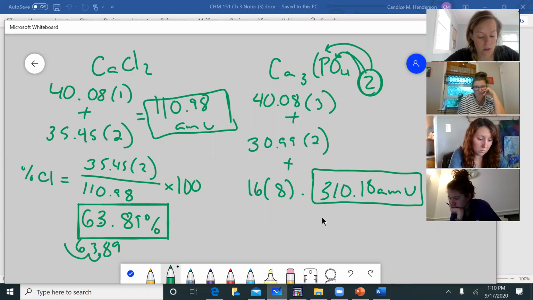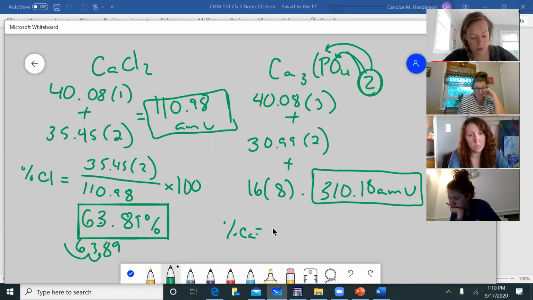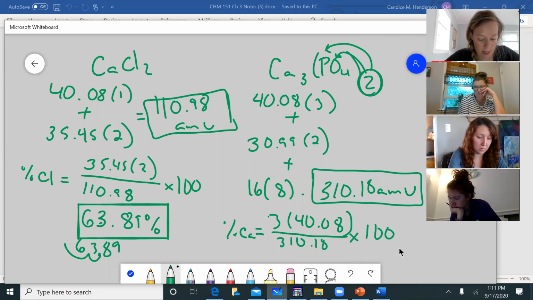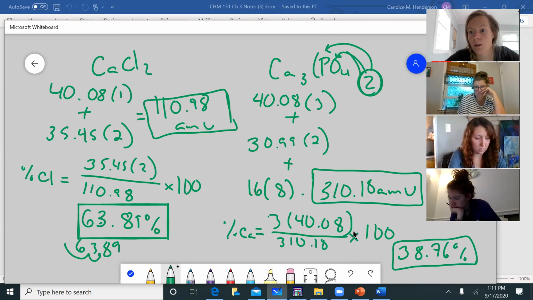Over here, in this one, we want to figure out the mass percent of calcium. So percent of calcium. This is 3 times our calcium mass, which is 40.08, over that really heavy mass of 310.18, times 100. Right? And in this case, we get 38.76%. It's not too hard to calculate those. You just take the individual, divide it by the total.